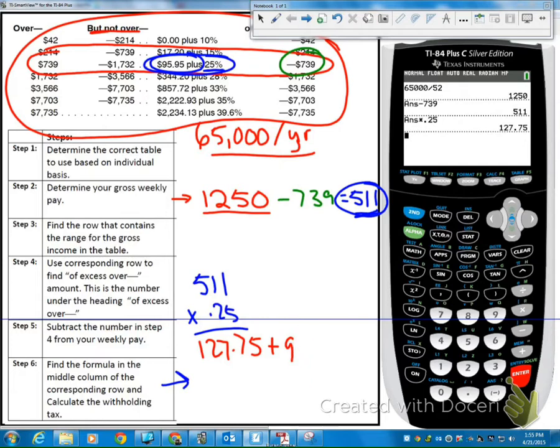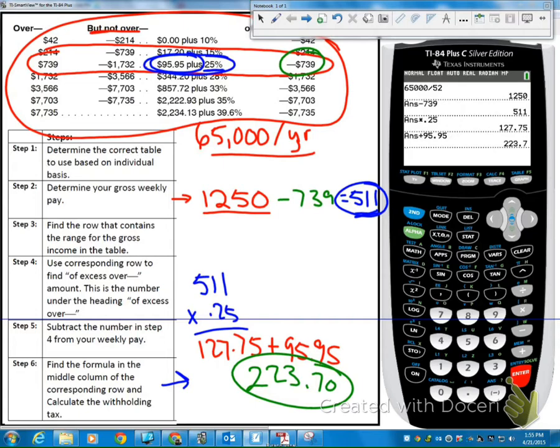Now I need to add the 95, excuse me, not 99, 95.95 to that. 95.95, and I have a total tax taken out of my paycheck of $223.70. So that means from my gross weekly pay, which is the $12.50, the government is going to take away $223.70 in taxes.